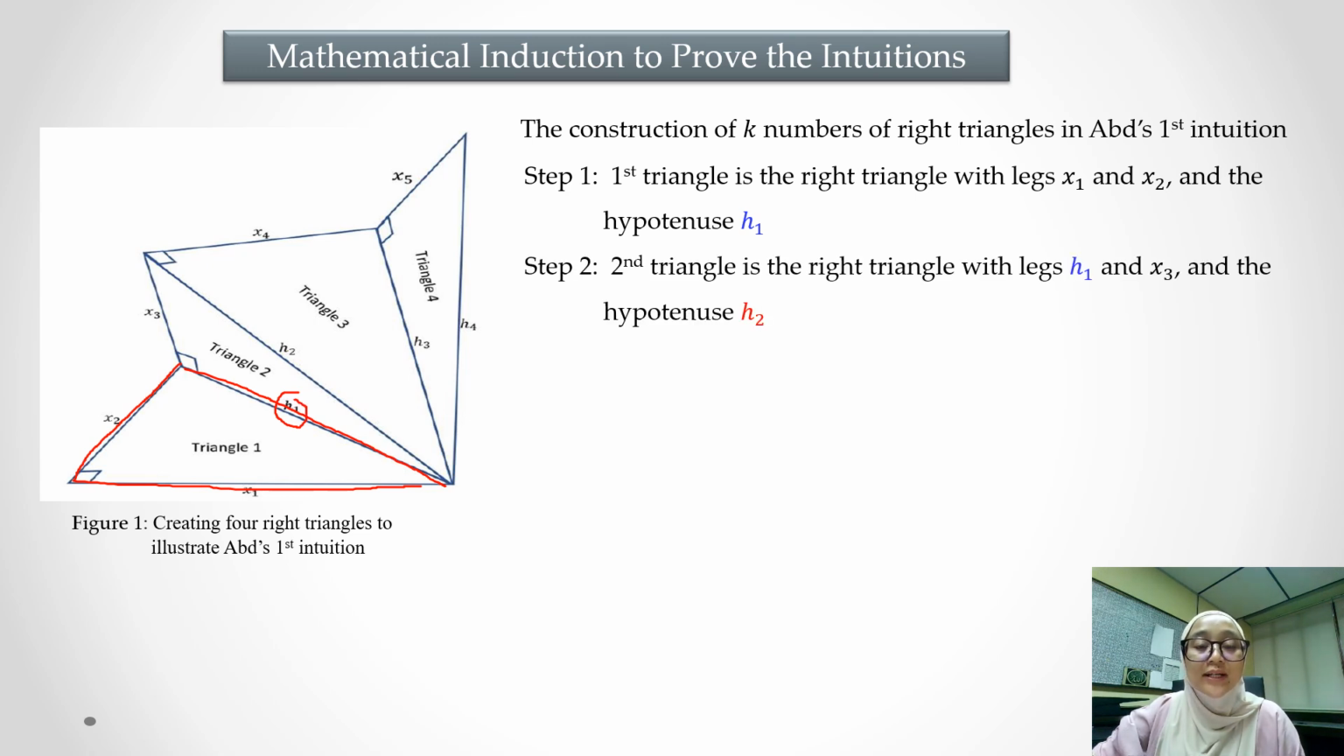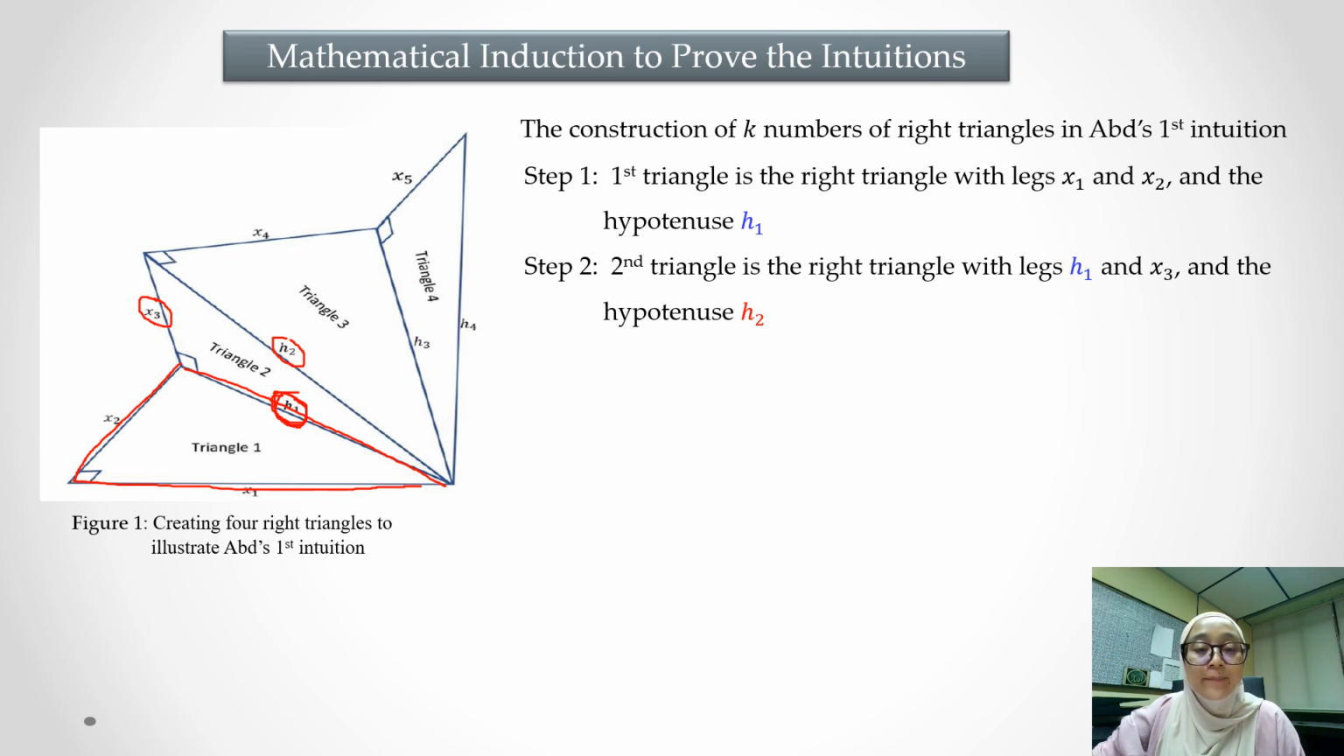And then we construct the second triangle by using H1 as one of the legs for triangle 2, and the other leg is x3. Therefore, H2 is the hypotenuse for triangle 2. We may observe that triangle 1 and triangle 2 share a common side, which is H1.